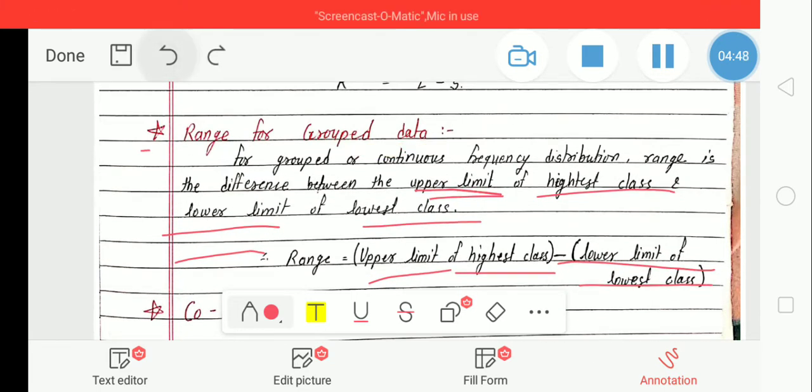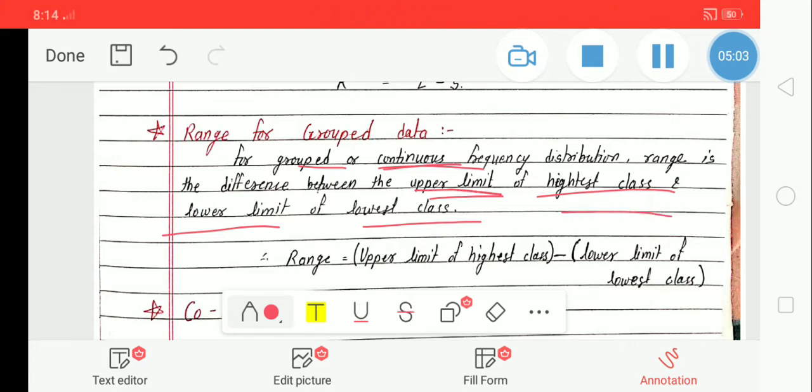We can also call it a continuous frequency distribution. For a grouped or continuous frequency distribution, we can find the range as the difference between the upper limit of the highest class and the lower limit of the lowest class. So that gives the range of grouped data.